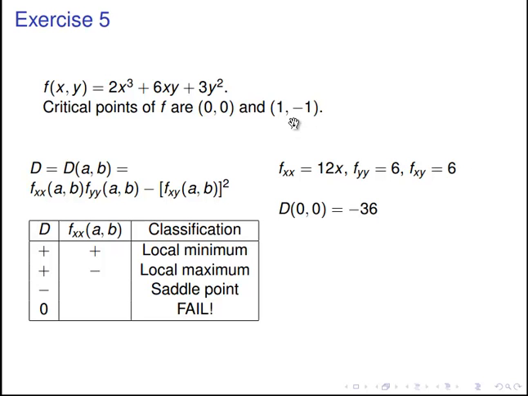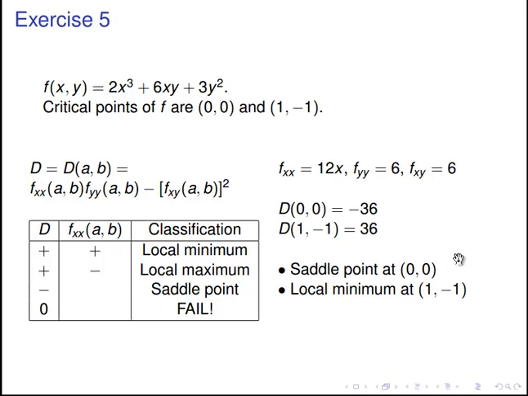When we plug in 1, negative 1, well, let's see, 12 times 1 is 12, times 6 is going to be 72, and then we have to subtract 36, which gives us 36. Alright, so when D is negative, we immediately get a saddle point. When D is positive, we need to check what the second partial derivative in the x direction was. So let's see. D is positive, x is equal to 1, we get a 12. So fxx is positive, so we get a local minimum. So in total, we get a saddle point at 0, 0, and a local minimum at 1, negative 1.